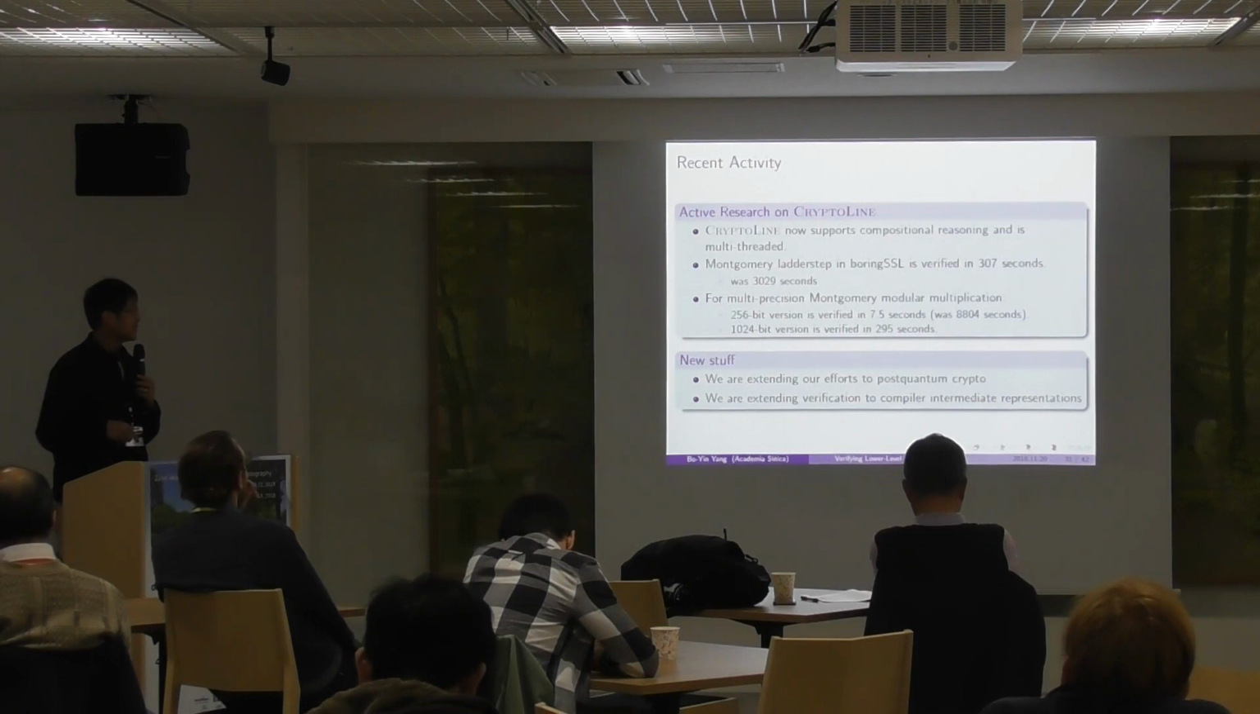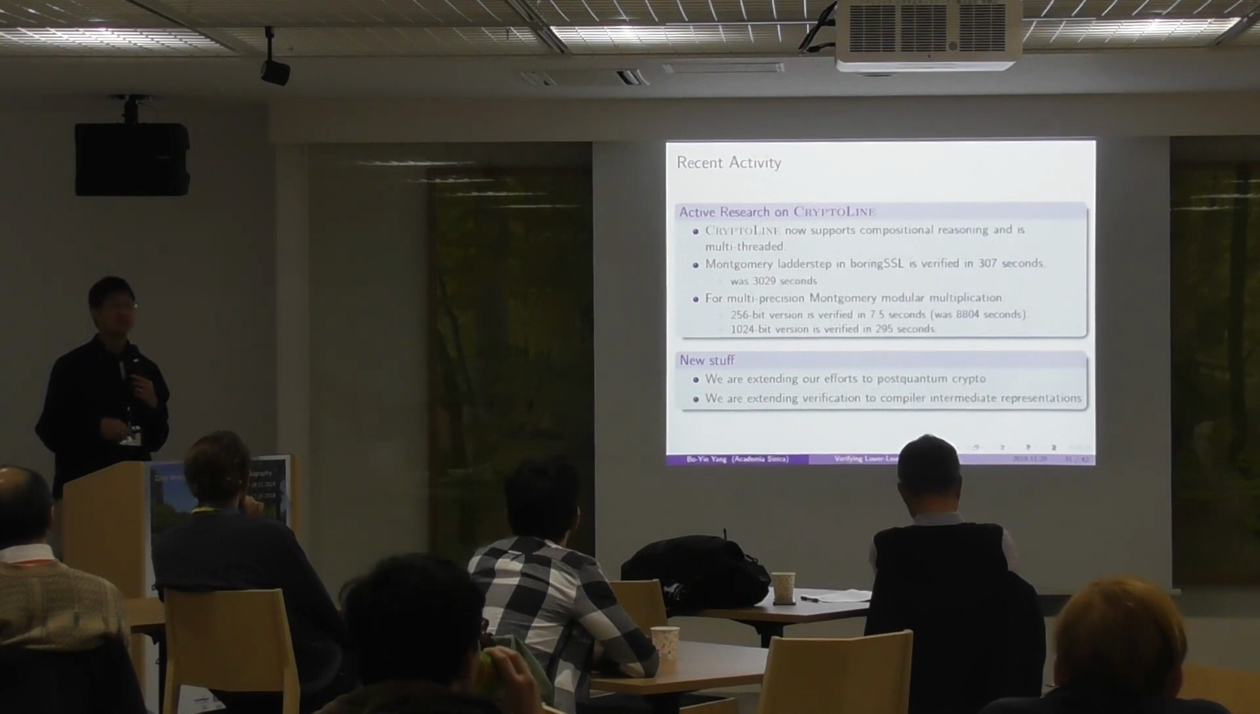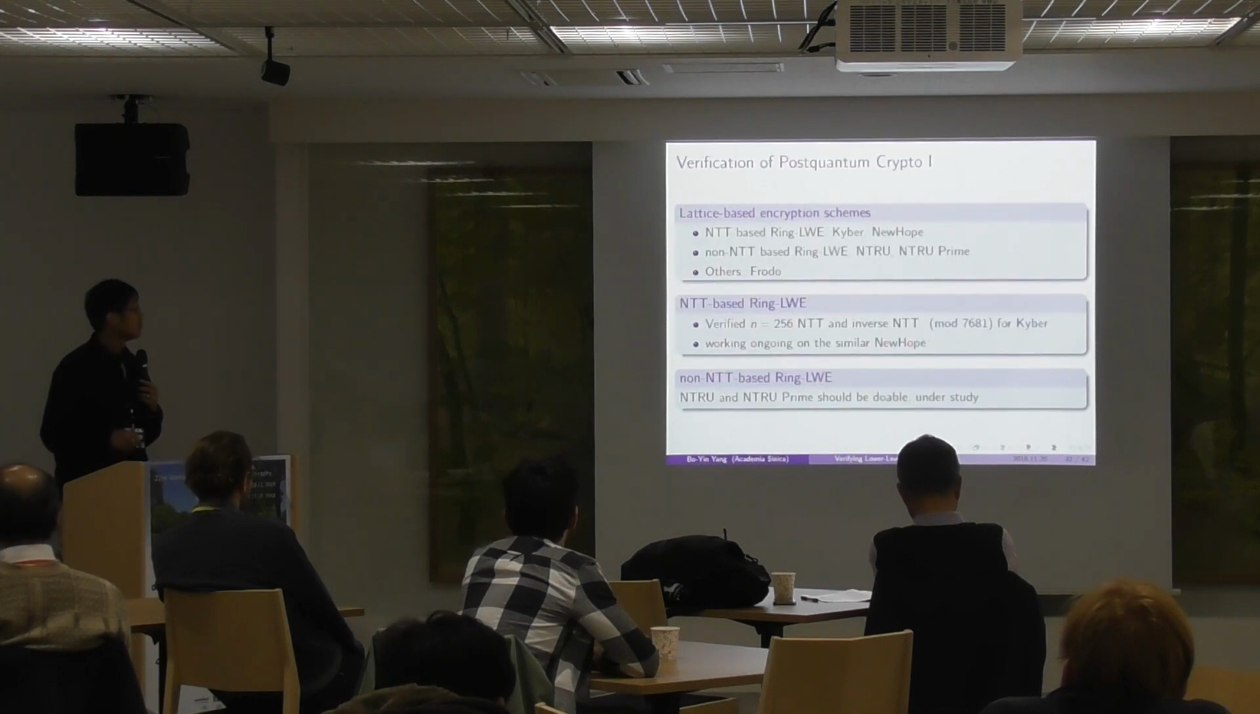And we are trying to extend our efforts to post-quantum crypto and extending verification to compiler intermediate representation. So maybe you know that GCC and Clang don't compile directly to assembly language. It compiles first to an intermediate language that they call IR, intermediate representation. However, before that, let me remind you that there's lots of post-quantum crypto to be done.